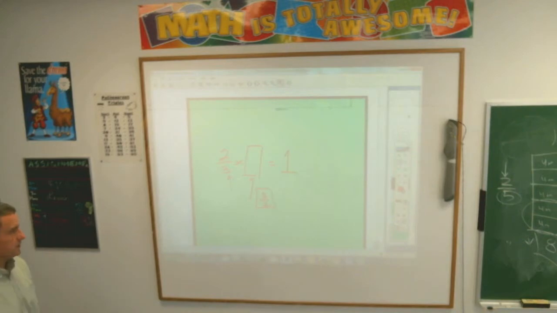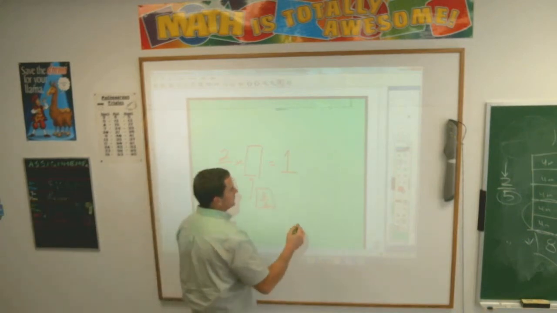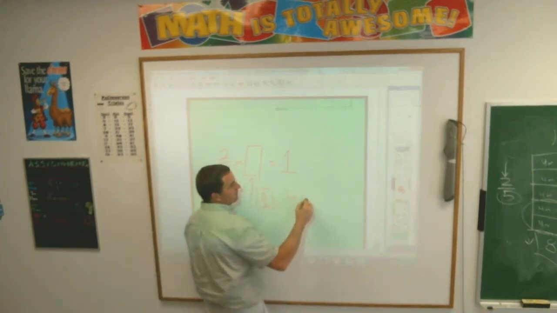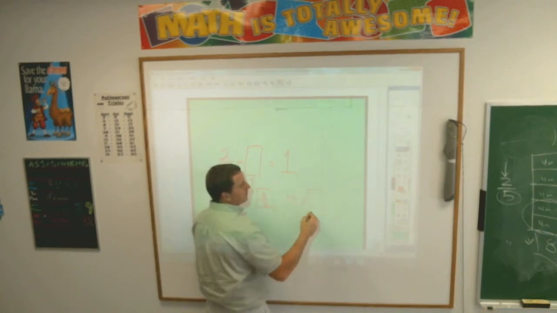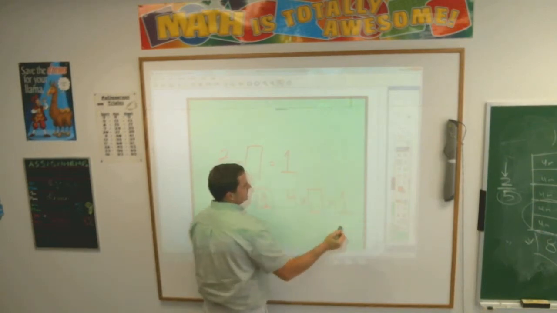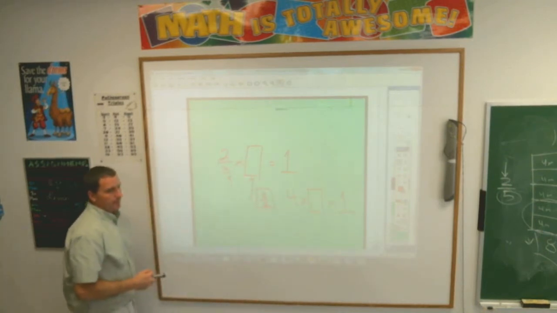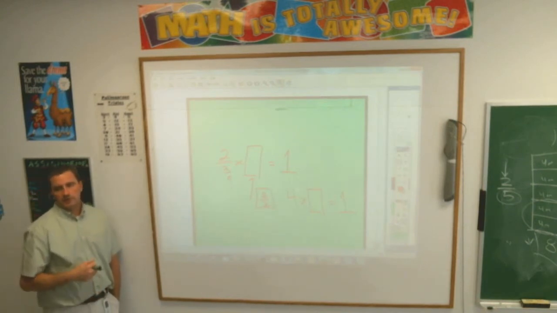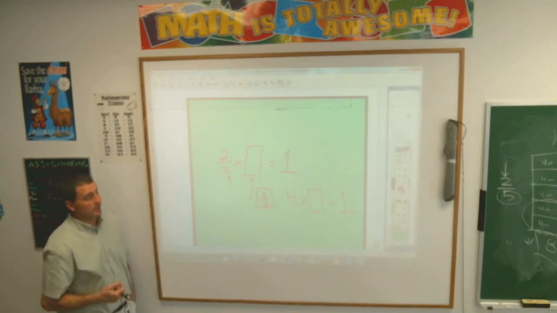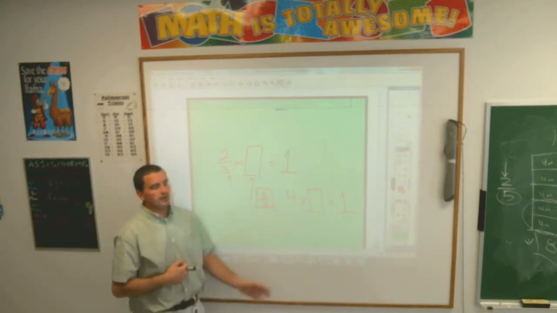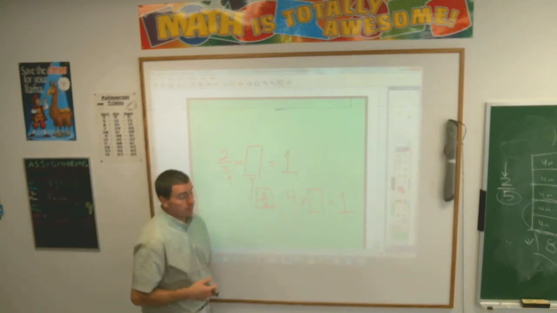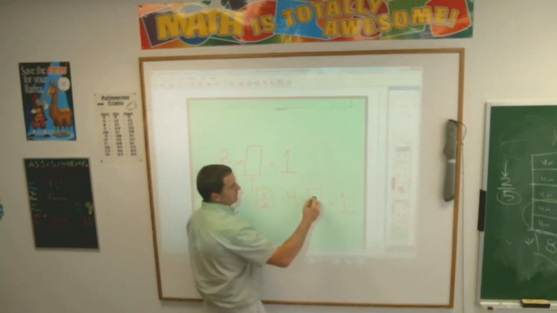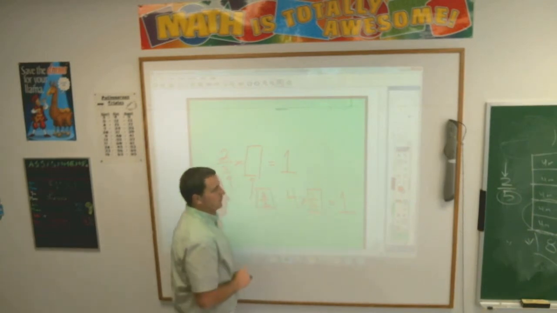How about this one? Here's a tough one for you. 4 times what number is 1? Four times what is 1? And again, you just have to think about this. We can find the reciprocal of 4. The reciprocal of 4, Andrew, is? 1/4. Correct. 4 times 1/4 is 1.